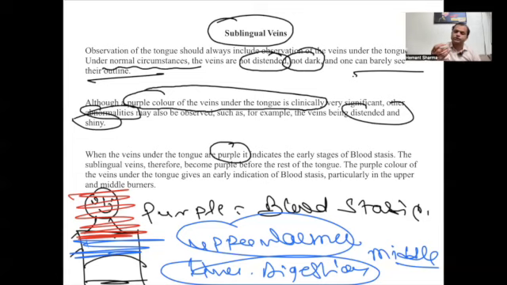But if you see a crooked vein, too many veins, like spider veins, the problem is serious, right? So purple veins below the tongue are not a good sign. You need to take care. You need to work for yourself and remove the blood stasis.